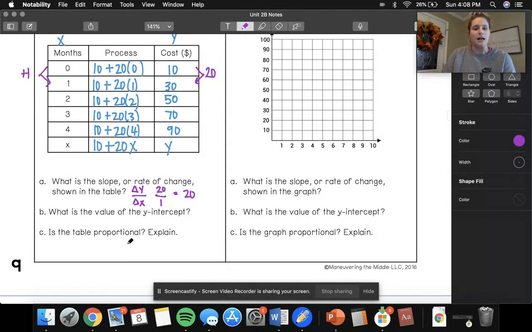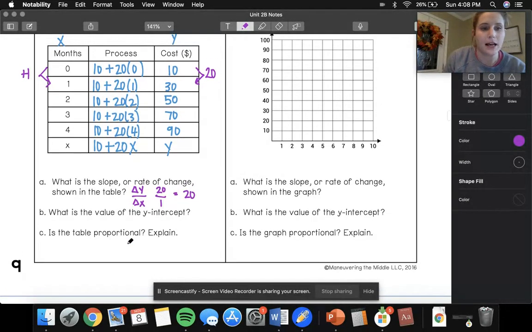Okay, the second thing it asks is, what is the value of the y-intercept? So to find that, we have to find the starting point. I like to call it also the starting point. So this one starts at 0 months, okay? And my output is $10. So this would be an ordered pair of (0, 10), or the value of the y-intercept would just be 10, whatever you guys prefer. Okay.